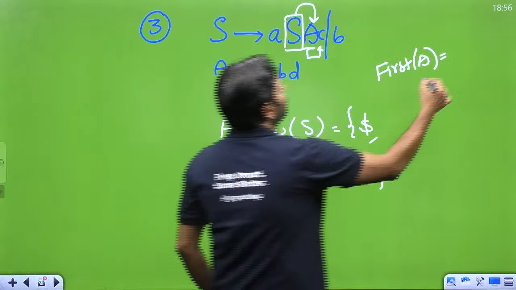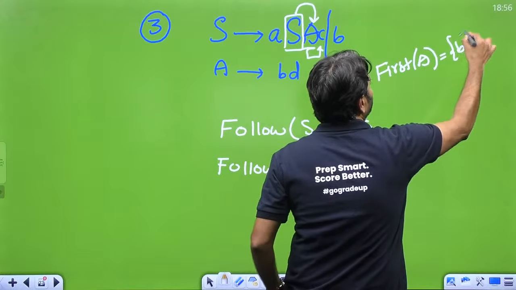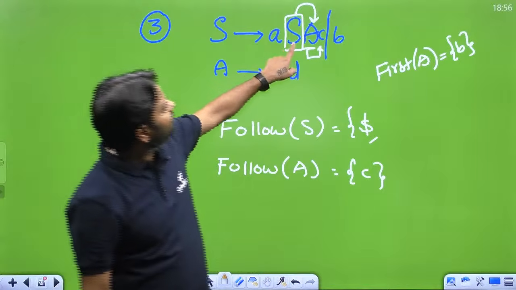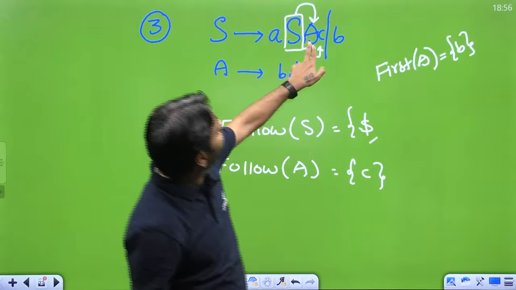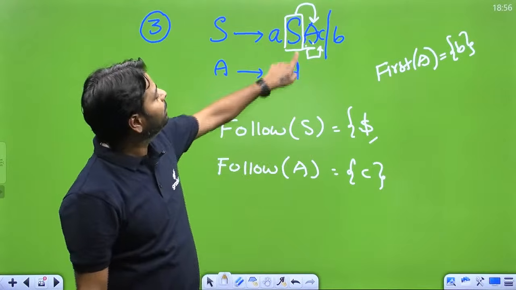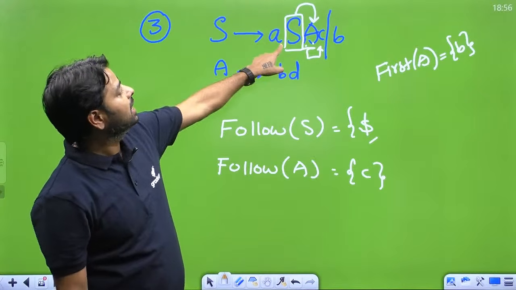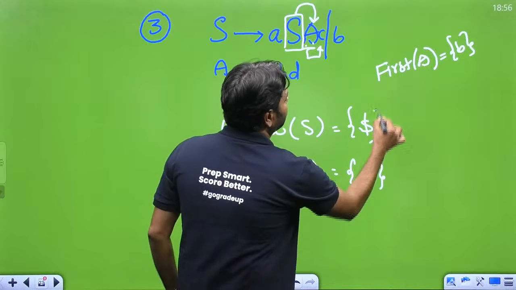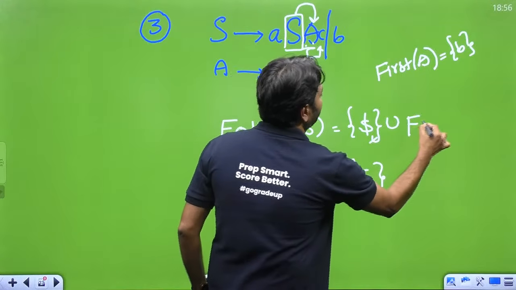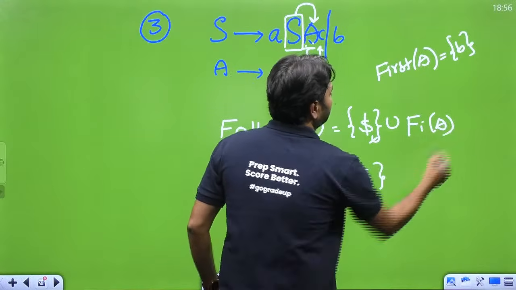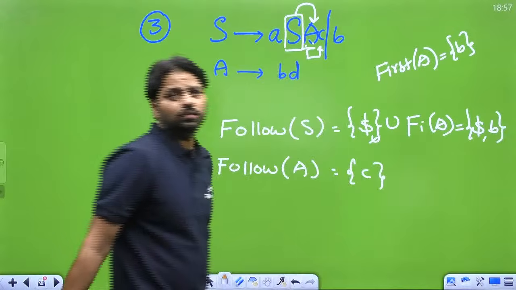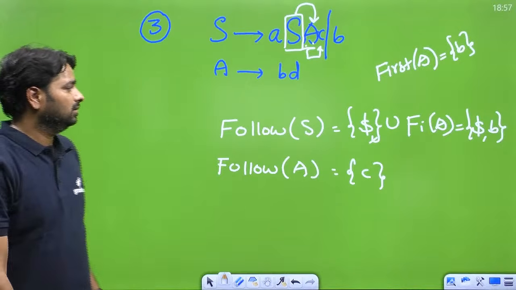So what is the first of A, which is B? And now follow of S, when you ask here B, D comes, among them the B is the first symbol that is going to appear after S. So we are going to write union first of A. That makes dollar comma B. Yeah, that's good. Dollar comma B is the right answer.